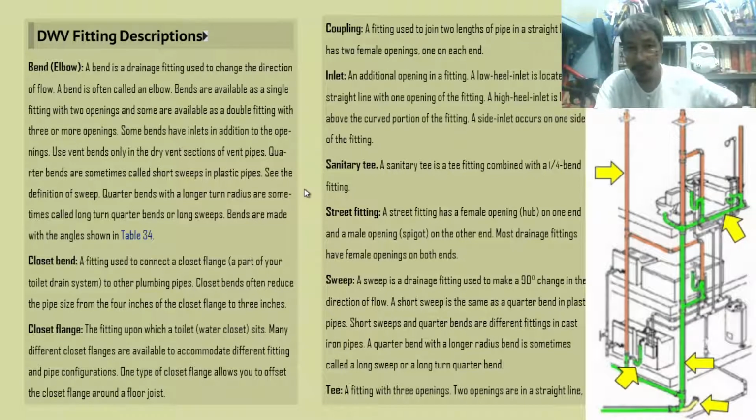Coupling, what do you mean by that? It is a fitting used to join 2 lengths of pipe in a straight line. That is what we call a fitting. It could be male or female. Or rather, it has 2 female openings, 1 on each end. Female opening means the pipe has to be inserted inside the coupling. So a coupling is a female opening. If you say male opening, that is a union.